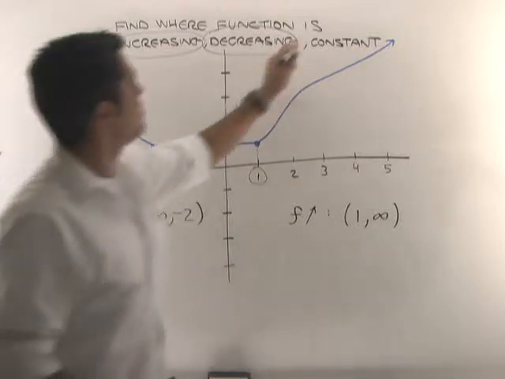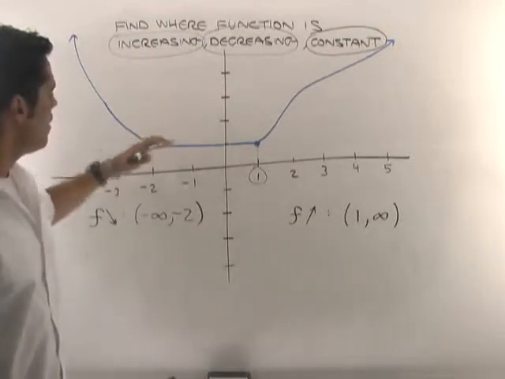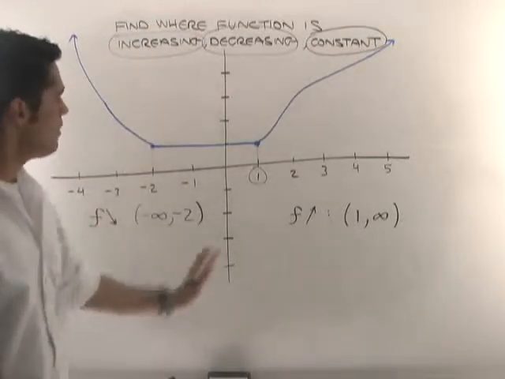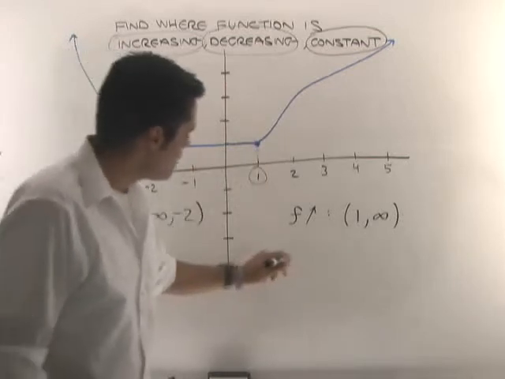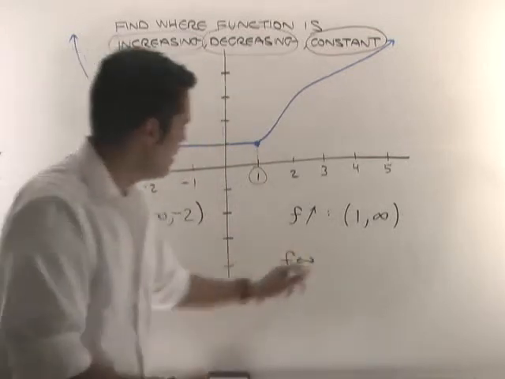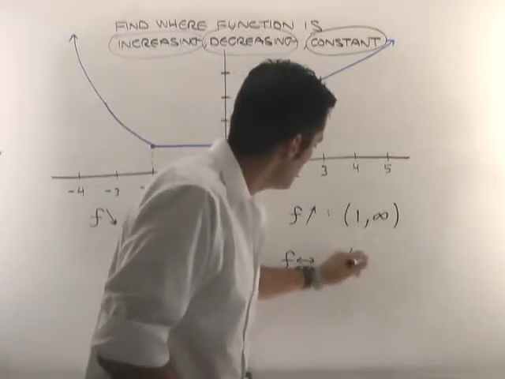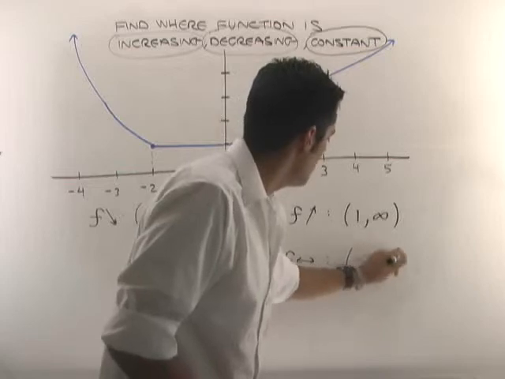Now, the last thing is to figure out where it's constant, and it's constant right in this little interval right here, and that starts out at negative 2 and 1. So f is constant, and I'm just going to put a straight line left and right, between negative 2 and 1, so we use negative 2 and 1. And that's it.